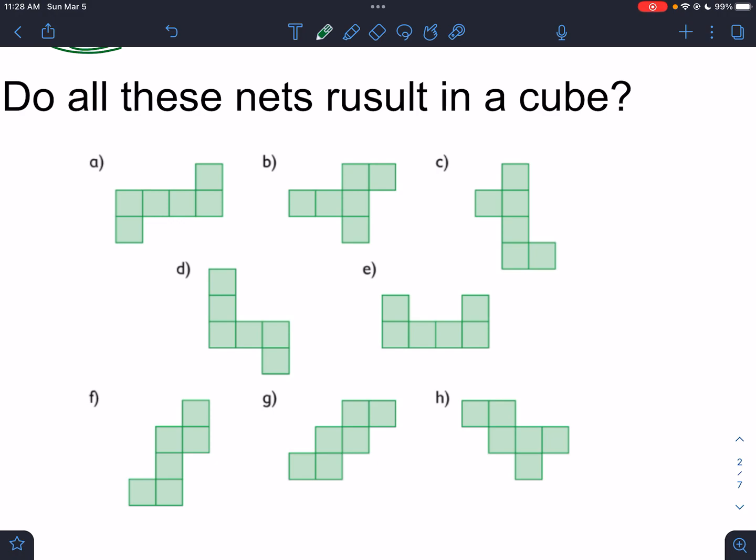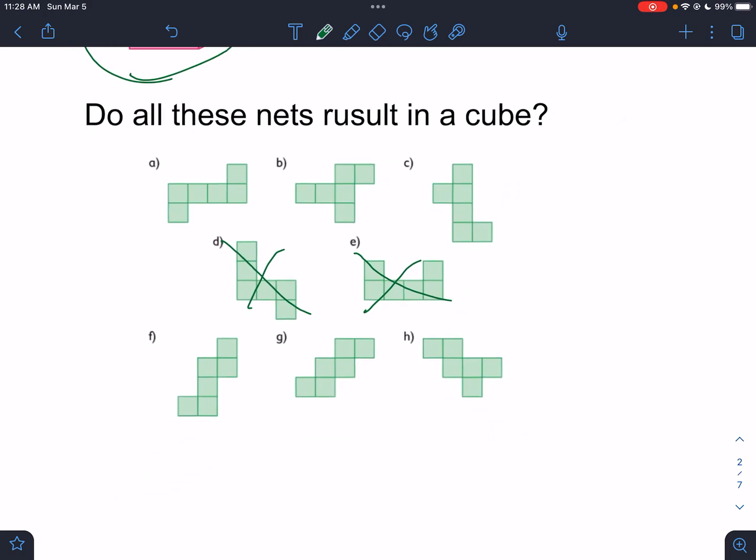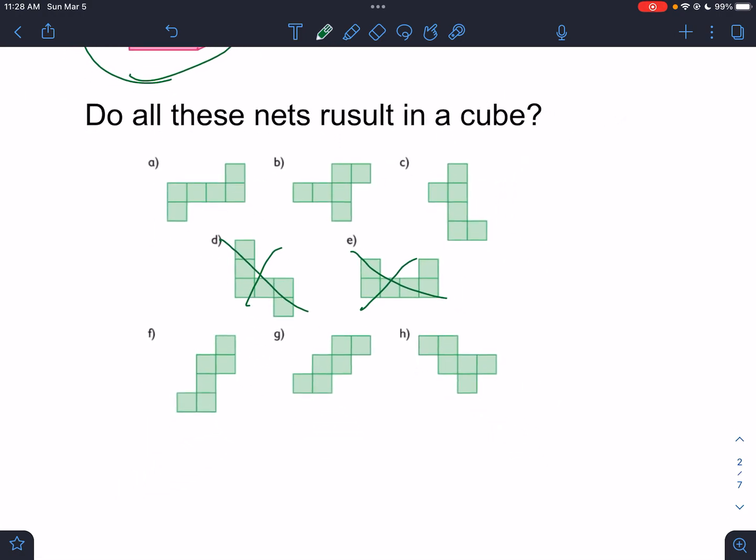All right, so hopefully you took a second to figure out which ones make cubes. There's only 2 that don't make a cube. These 2 shapes would not form a cube. All the rest of them would fold into a cube. You can put it in paper and try to figure it out. I'm not going to do that in the video, but all the rest of them would fold into a cube.